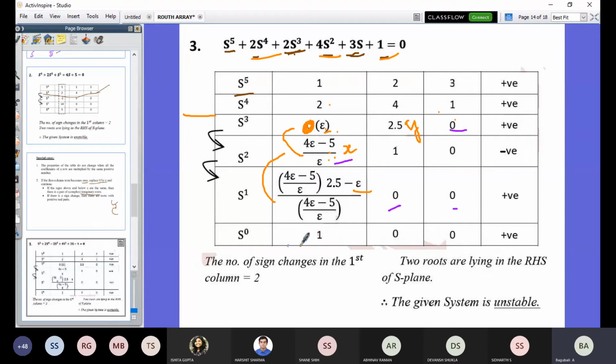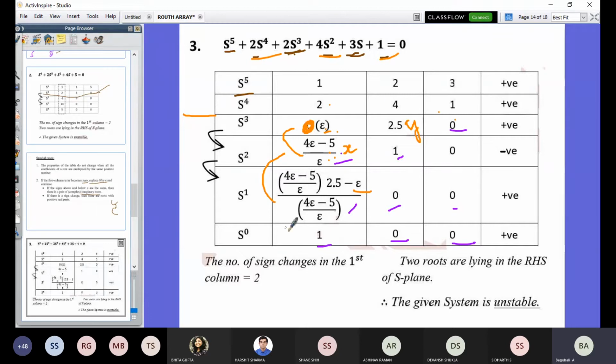So now the s power 0 component: this into 1 minus this into 0 divided by this x. If you do that, then this x into 1 divided by x will get cancelled, we will get 1 for s power 0. Next you can see this into 0 minus this into 0, we will get 0. Next column, no other coefficient, so it should be 0.